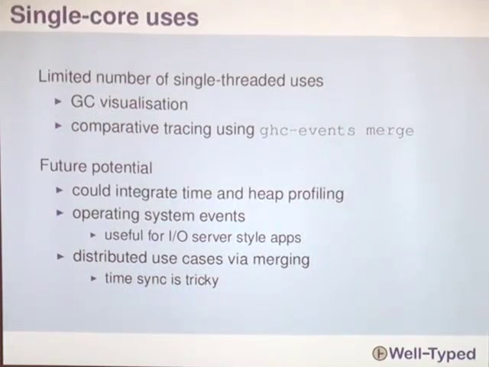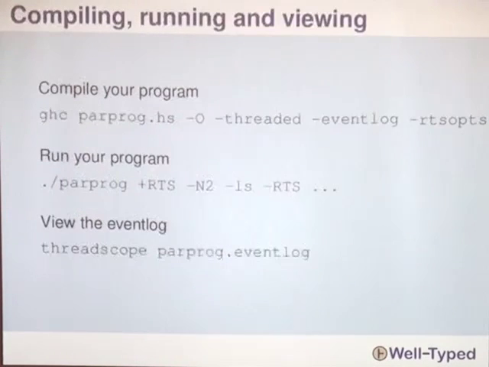So integrating Linux perf events is something we've been thinking about, and that would be a useful single-core use case where you can see, why is my program stopping? Is it blocking on I/O? What's it doing? But the main thing I want to concentrate on here is the parallel use case.